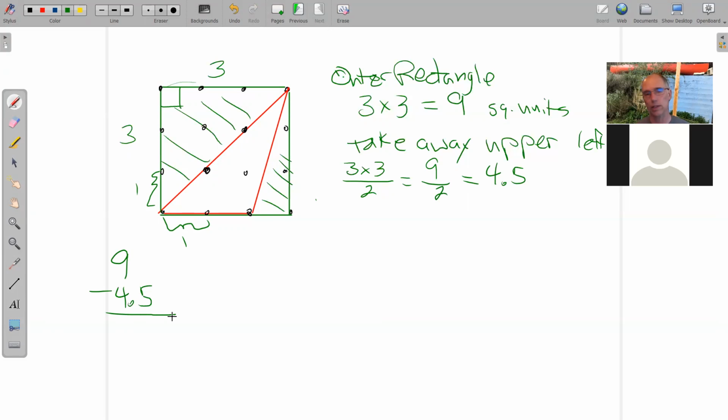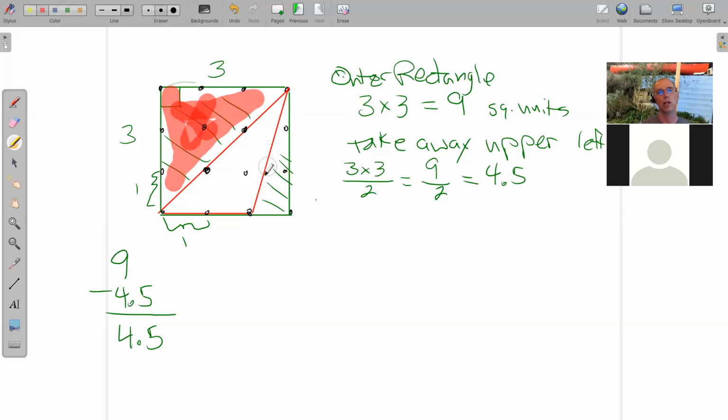What does that leave me? Anybody? Caitlin? Kayla? Like to chime in? 4.5. 4.5, correct. Thank you, Jimmy. So that leaves 4.5. So I'm just going to make a note here. Let's use a highlighter, red. This thing here is now gone.